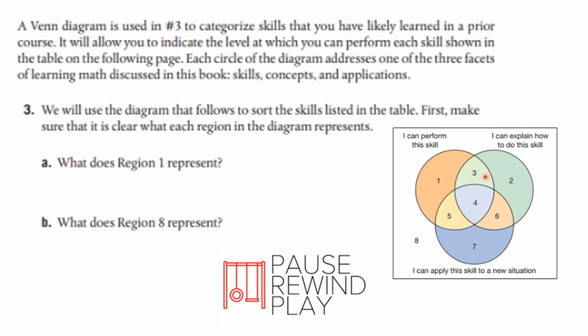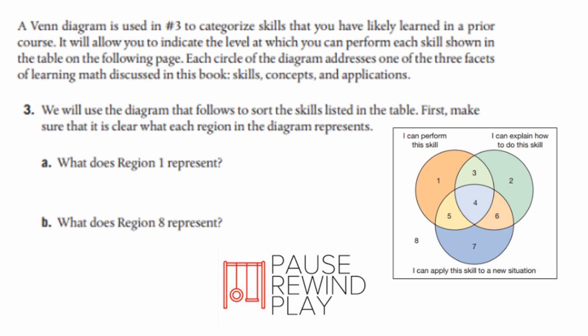This circle here says I can perform this skill. This circle over here says I can explain how to do this skill, not just do it, but explain how to do it. And this third circle says I can apply this skill to a new situation. And this region 8 that's shown out here says you can't do any of those. So the question being asked here is, what does region 1 represent? Region 1 is this part of the circle up here. And what is region 8, which is out here? Write down in a phrase what those regions represent, and then we'll see how you do.